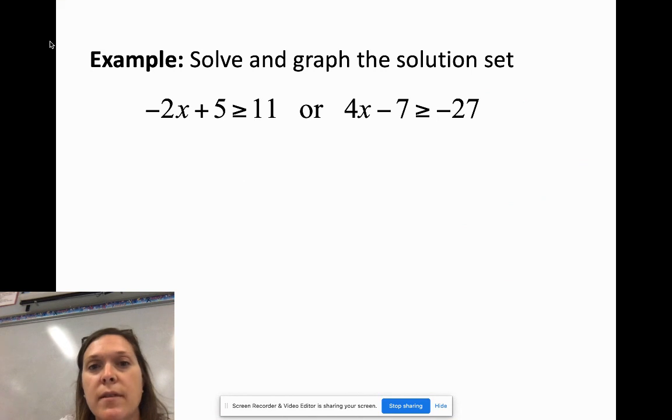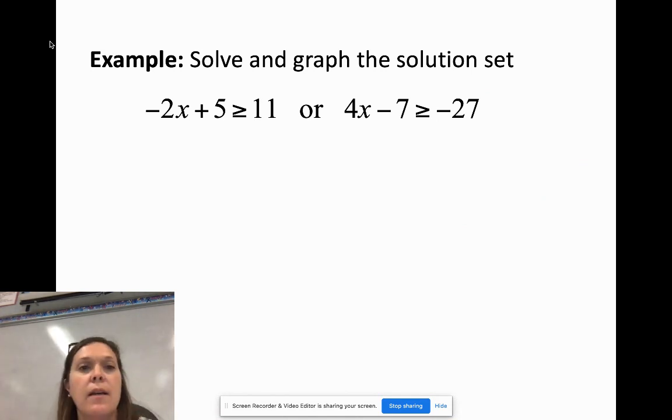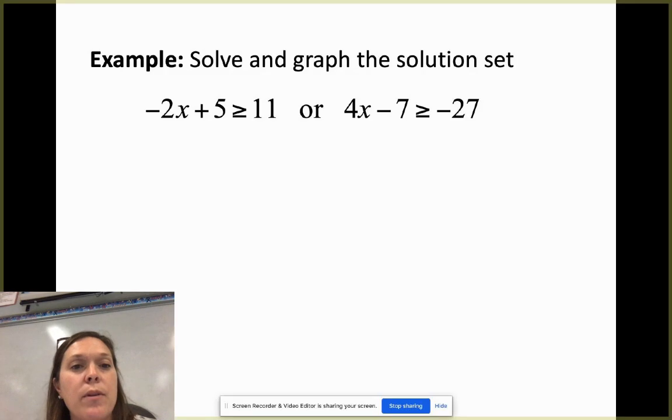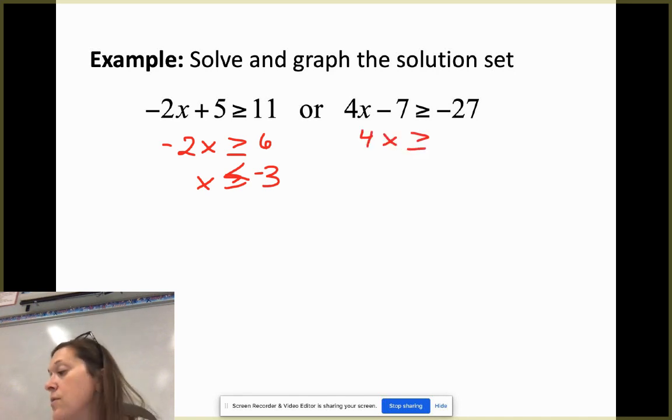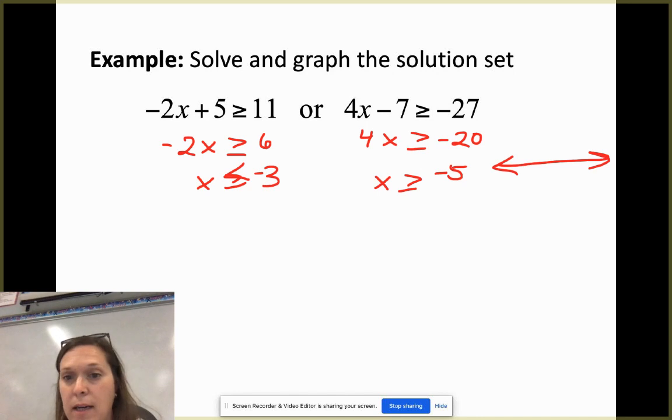Okay. Oh, last one. Here we go. Negative 2x plus 5 is greater than or equal to 11, or 4x minus 7 is greater than or equal to negative 27. Oops, still in highlighter mode. Negative 2x is greater than or equal to 6. X is less than or equal to, don't forget to flip your sign, negative 3. 4x is greater than or equal to negative 20. X is greater than or equal to negative 5. Do not flip that sign because you divide by a positive number.